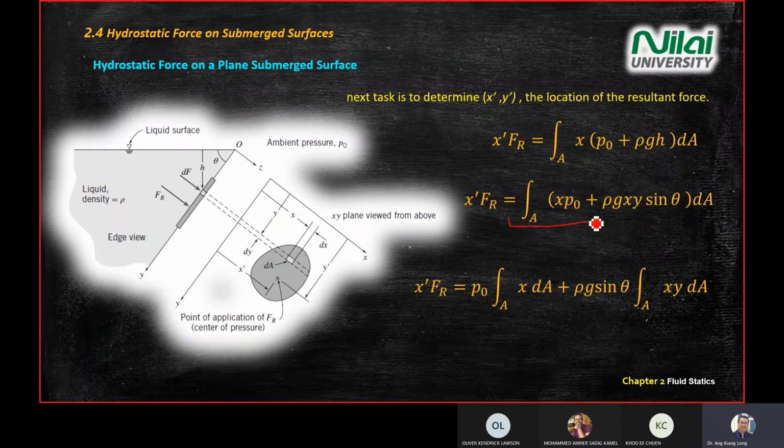And then you rewrite your equation into two terms. One with integration of P0 x dA plus rho g sine theta integrate xy dA. So again, you're seeing first moment and second moment equation here. First moment, second moment of area. And just as a note, remember to download the appendix that we put on the Moodle. So go have a look. There's an equation to find the first moment of area for different shapes.